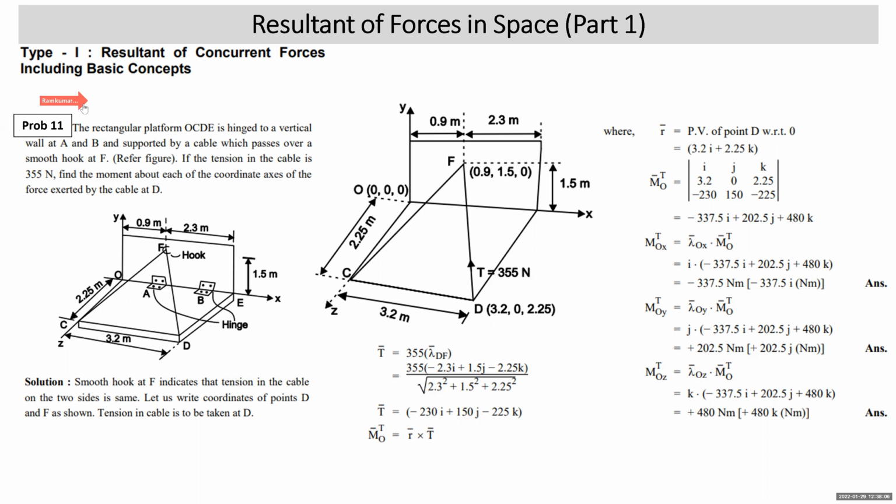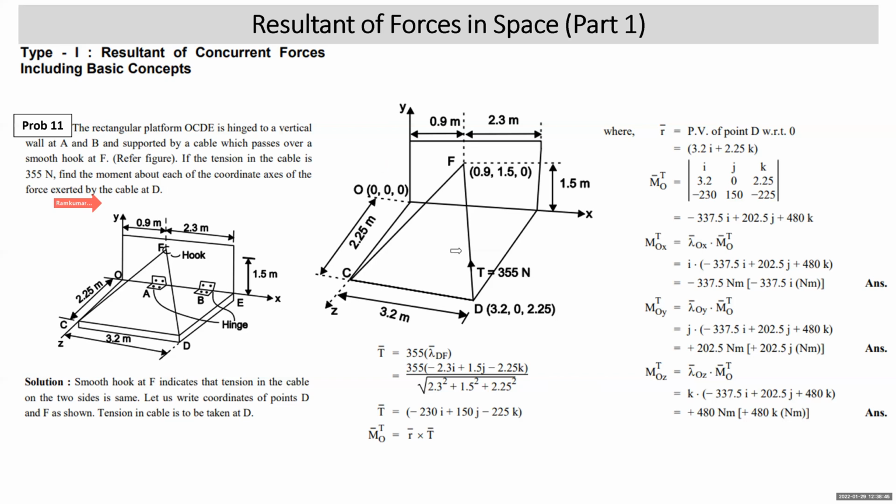The tension in the cable is given as 355 Newton. Find the moment about each of the coordinate axes of the force exerted by the cable at D. That means I have to take the tension in the cable at point D, and tension is always away. So the direction of the tension we need to consider at point D will be away from D. Now, friends, I have drawn the diagram, the same diagram but a little simplified. This dimension is 2.25. This dimension of the platform is 3.2 meter. We have to take the tension in the cable at point D, just away from D towards F.